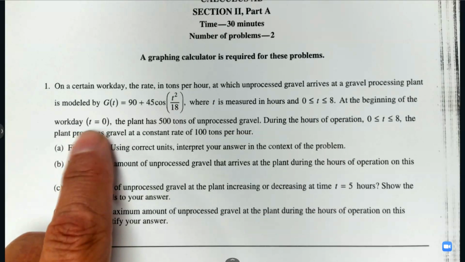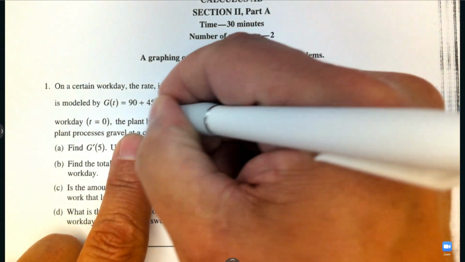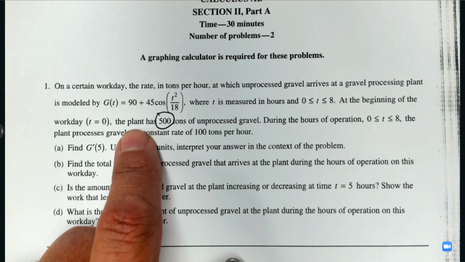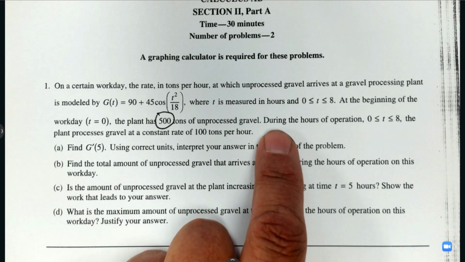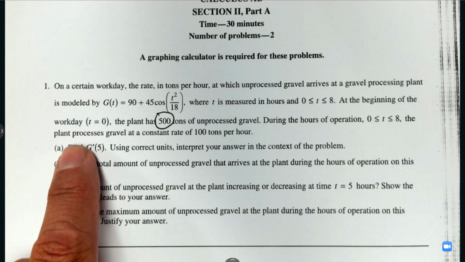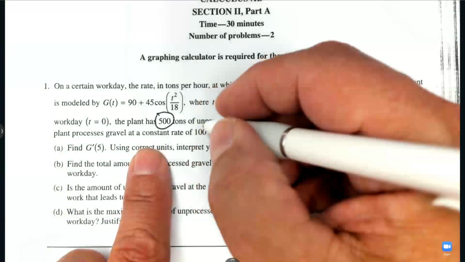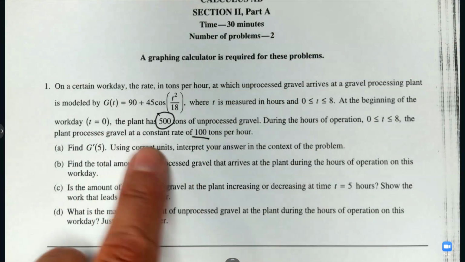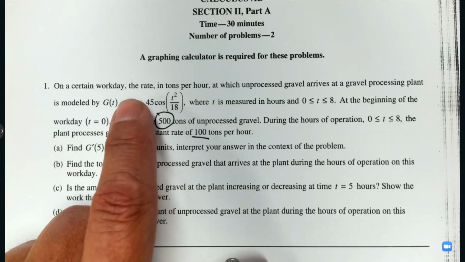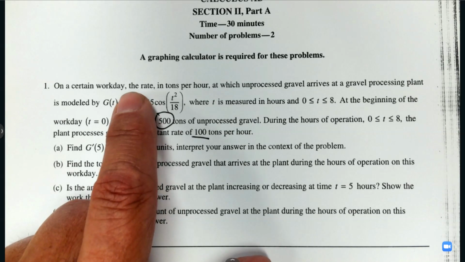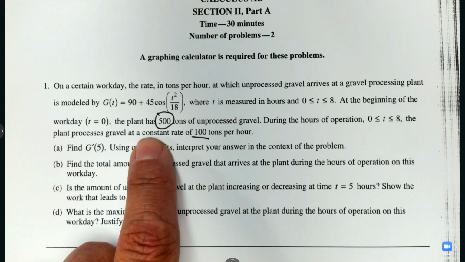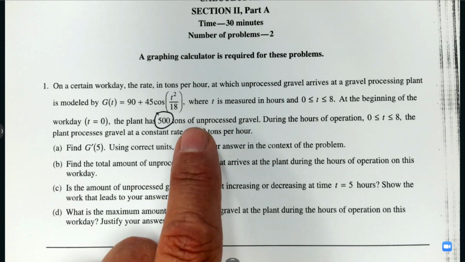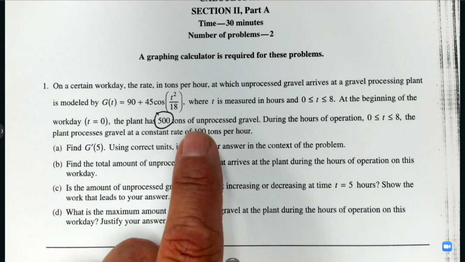At the beginning of the workday, the plant has, this is going to be important, 500 tons of gravel to begin with before they've done anything. During the hours of operation from 0 to 8, the plant processes gravel at a constant rate of 100 tons per hour. So we actually have 2 rates here. One rate is gravel arriving that is not processed, and then the other is how long it takes to process the gravel, a constant rate of 100 tons per hour.